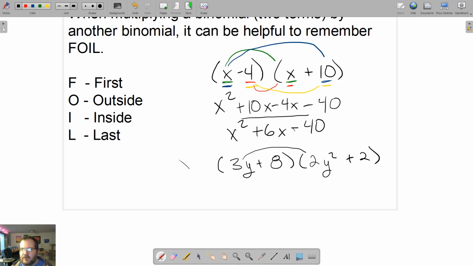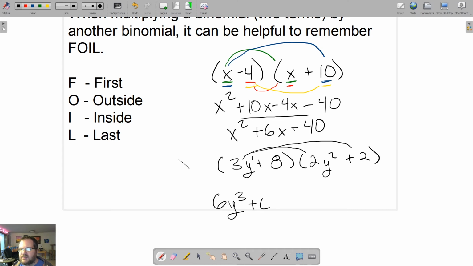When I multiply these, I want to do the numbers first. 3 times 2 is 6. And y, if it doesn't have an exponent, is y to the first. So y to the first times y to the second is y to the third. So that's first times first. Next, I'm going to do outside times outside. So 3y times 2.